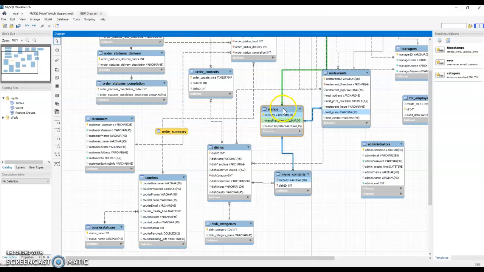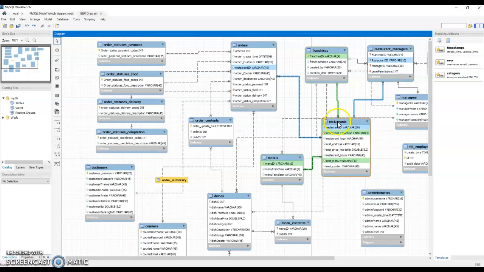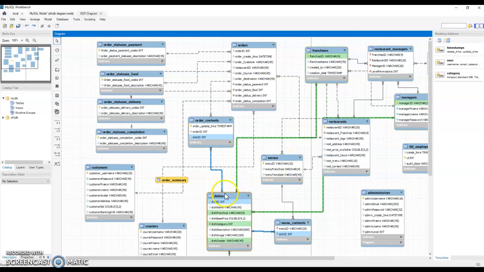Once a menu is created, it is claimed by any restaurant that is assigned to use that menu. And the restaurant claiming it must be of the same franchise as the menu it is claiming. Likewise, the dishes must also be of the same franchise as the menu that they are being assigned to.